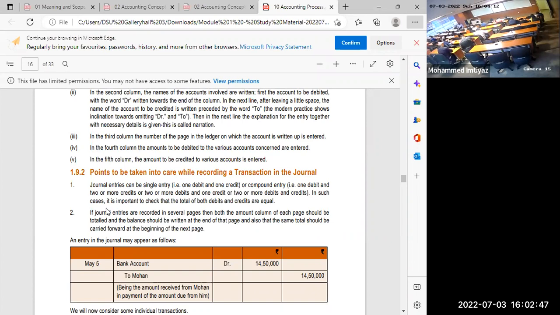Being bank account opened by depositing 1 lakh rupees. Yes, sir. Yeah, 1 lakh to cash account 1 lakh. Correct. Exactly. Being bank account opened by depositing 1 lakh.